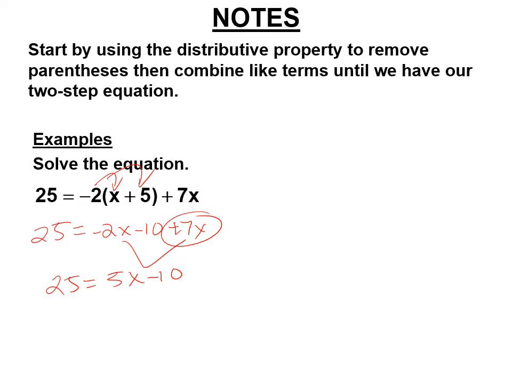And look what happened. We got a two-step equation. Add 10 to both sides. 35 equals 5x. Divide both sides by 5. And 7 equals x.